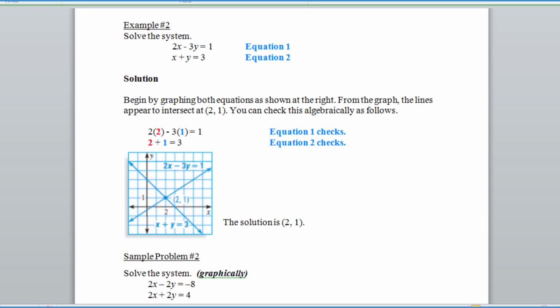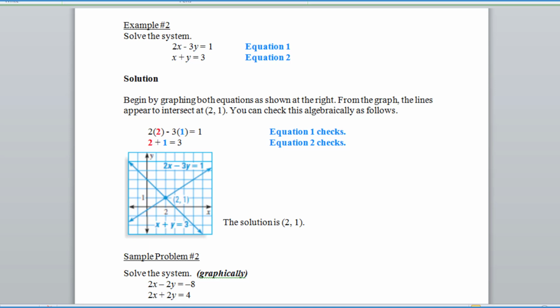In this example, we're going to take a look at how we would solve a system of equations. Now, we're going to learn in lessons after this that there are multiple ways to solve a system of equations. The first and most popular way that you would know how to do this is through the graphing method.